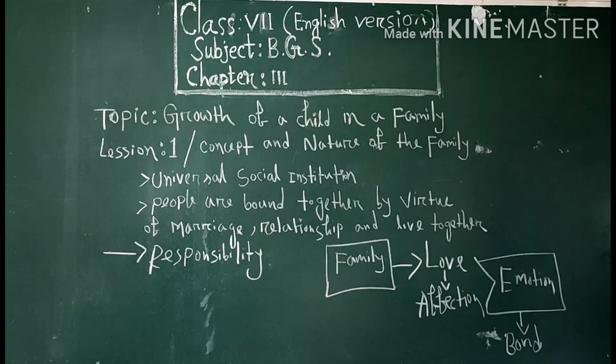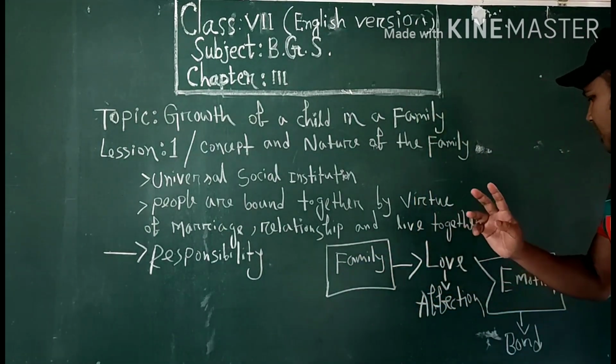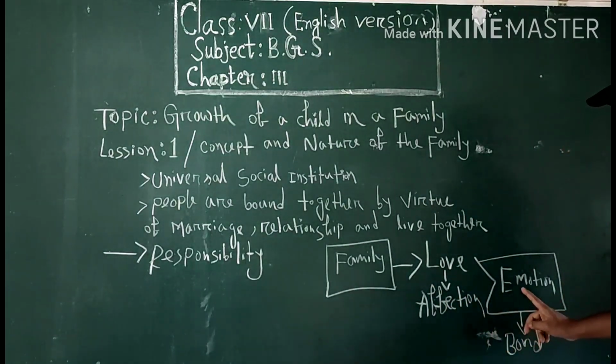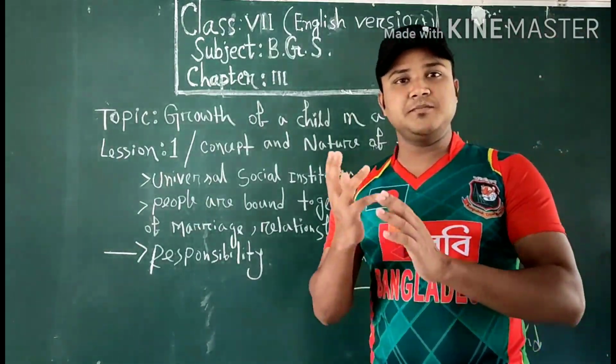In a broad sense, when some people are bound together by virtue of marriage and relationship, and they live together, it is known as a family. Family has some important characteristics also. Responsibility: each member of a family has to maintain some responsibilities. For instance, sometimes your father has to play an important role to take care of his son. On the other hand, sons also have some responsibilities to take care of their father. Family is a combination of love, affection, and emotion, the combination of 3 important elements.